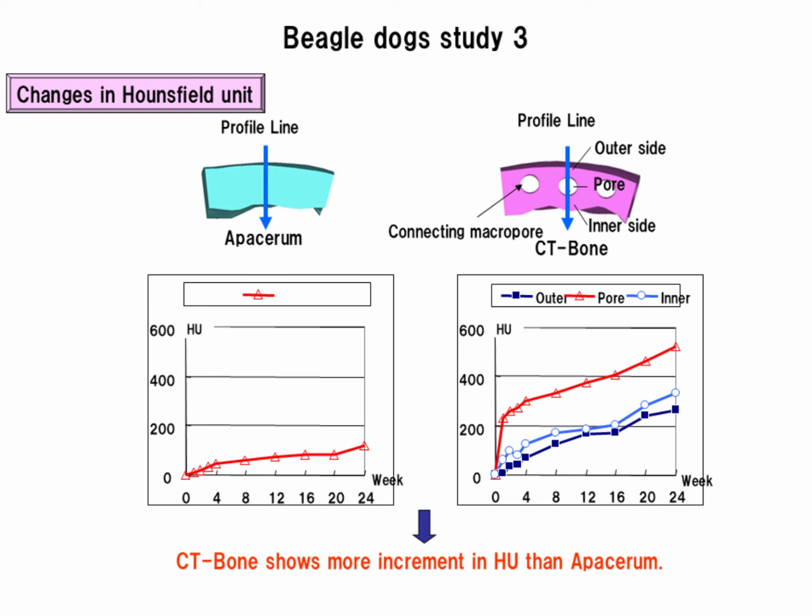In addition, bone infiltration into the artificial bone is about twice as fast as with HA. This means that with CT bone replacement progresses quickly and the strength of the artificial bone graft increases at the same time.